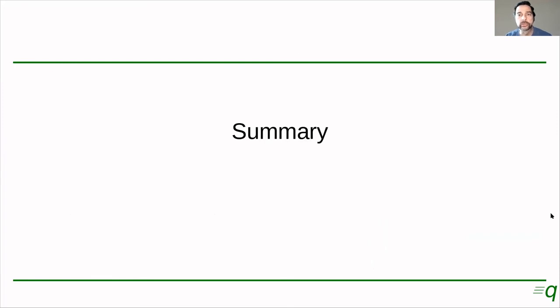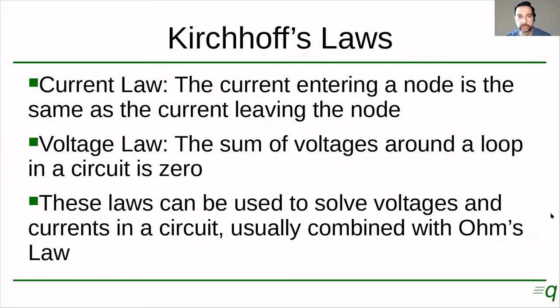So let's recap on what we've seen today. Today we've seen Kirchhoff's laws. We have two laws. One is the current law and the other one is the voltage law. The current law states that the current entering the node is the same as the current leaving the node. And the voltage law says that the sum of voltages around the loop in a circuit is zero. These laws can be used to solve voltages and currents in a circuit, and they are usually combined with Ohm's law. Remember, we use that to calculate resistors to turn on LEDs.